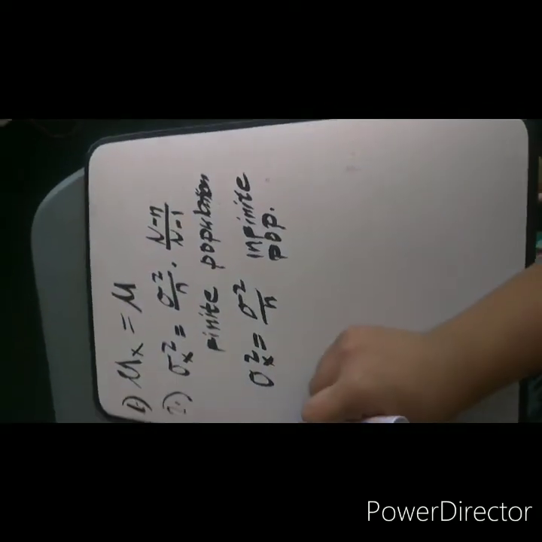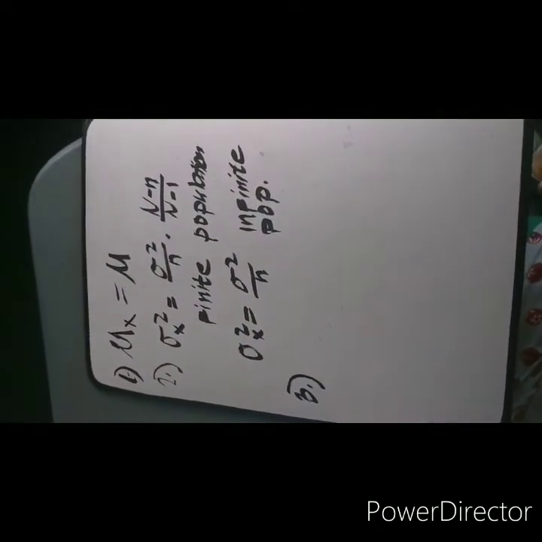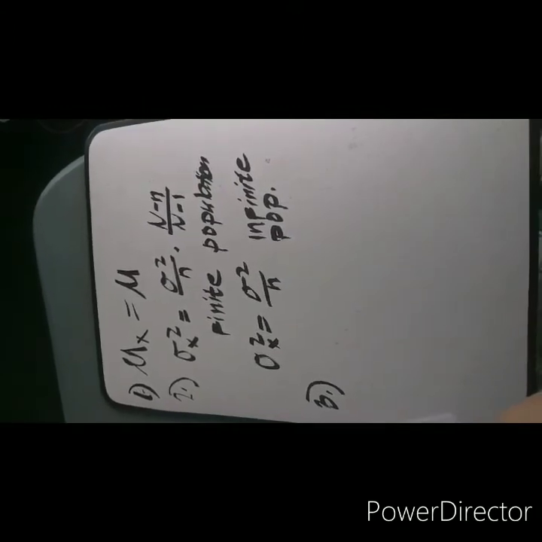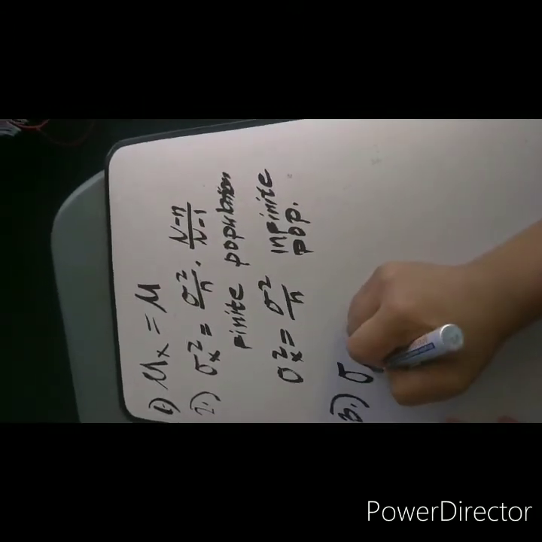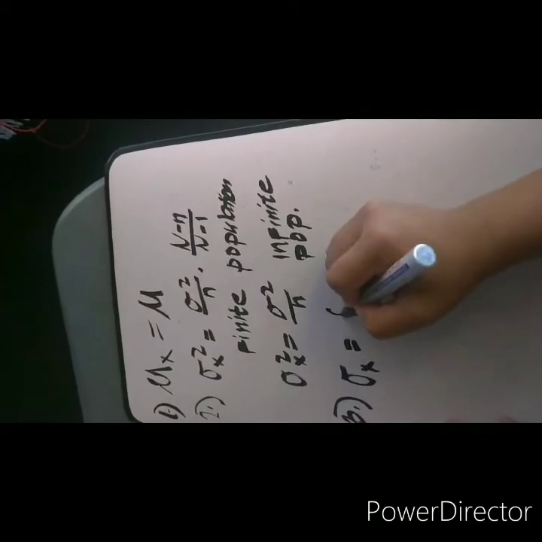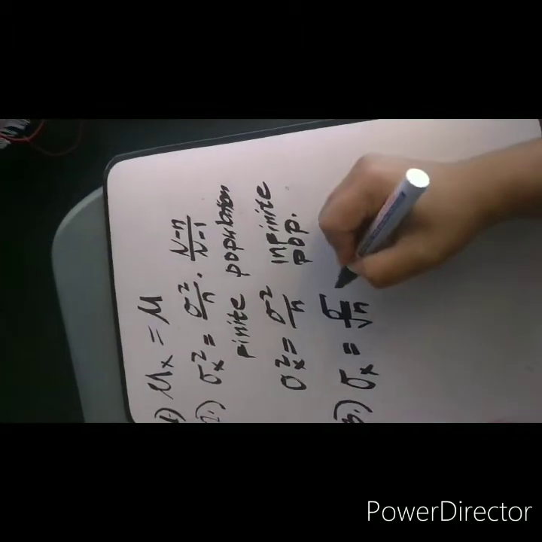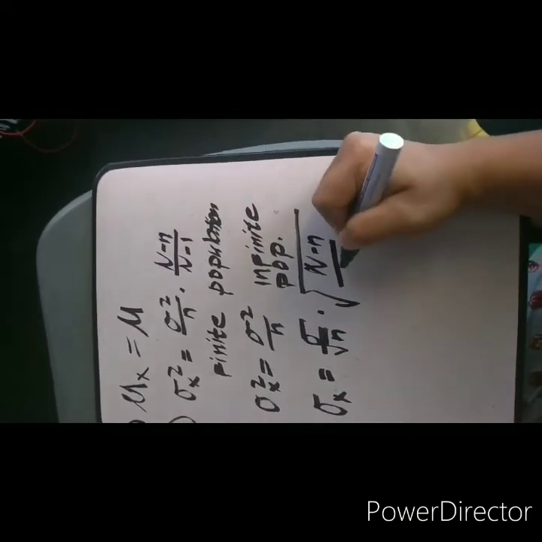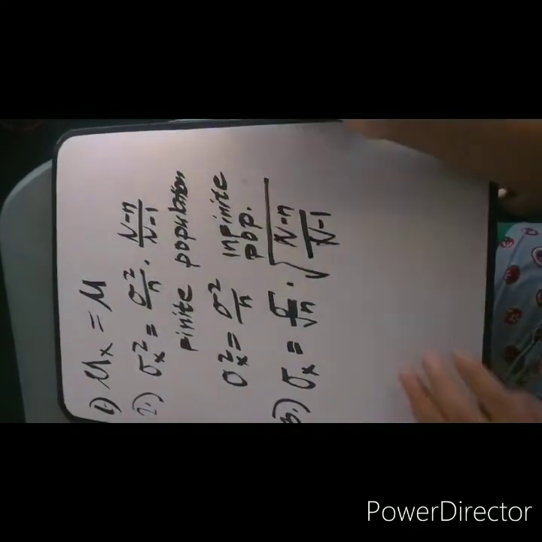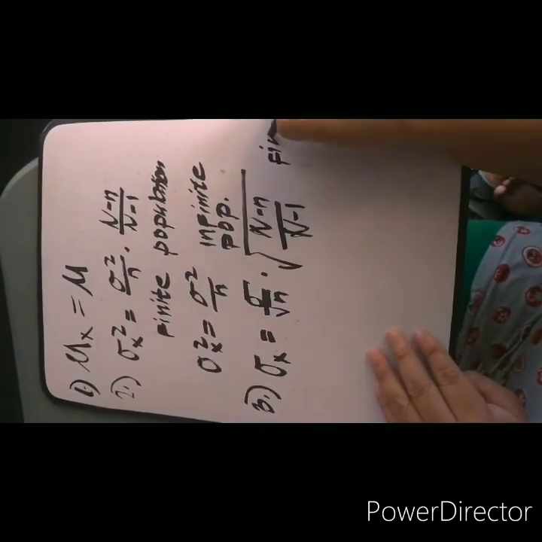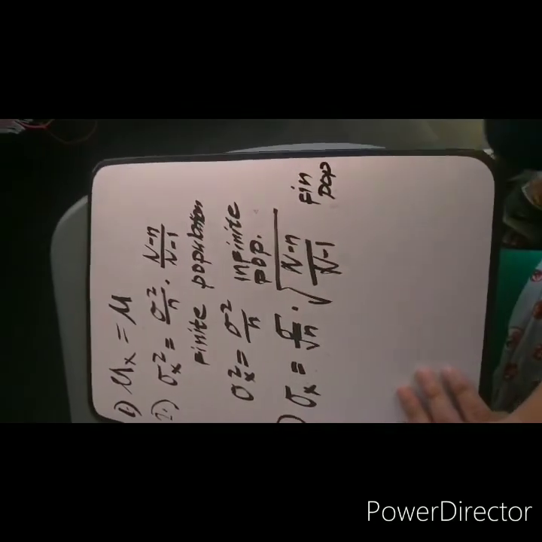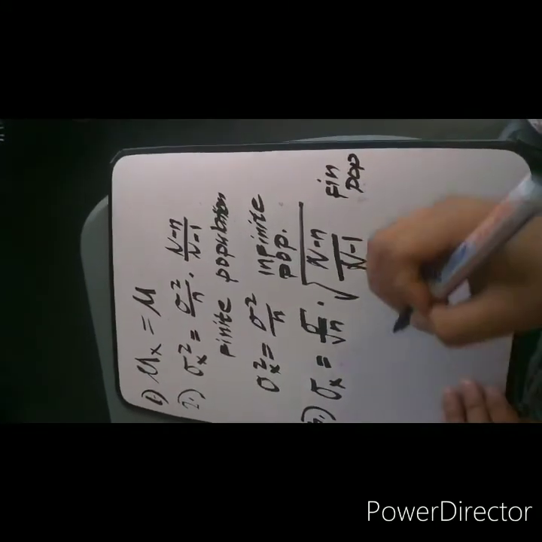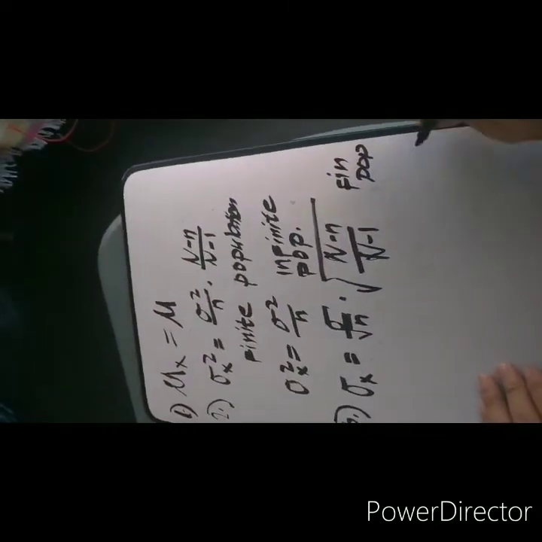So next, number 3. Another property is that the standard deviation of the sampling distribution of the sample means is given by sigma sub x is equal to sigma all over the square root of small n times the square root of capital N minus n all over N minus 1 for finite population, where the square root of N minus n all over N minus 1 is the finite population correction factor.